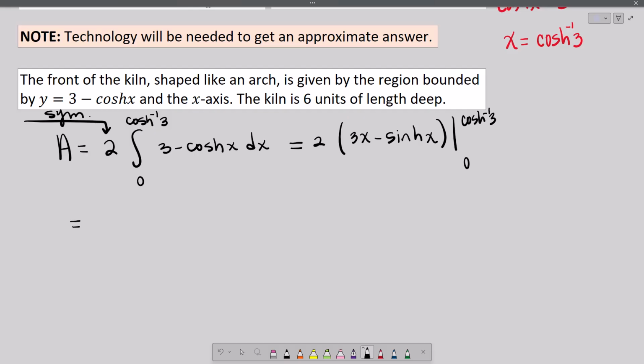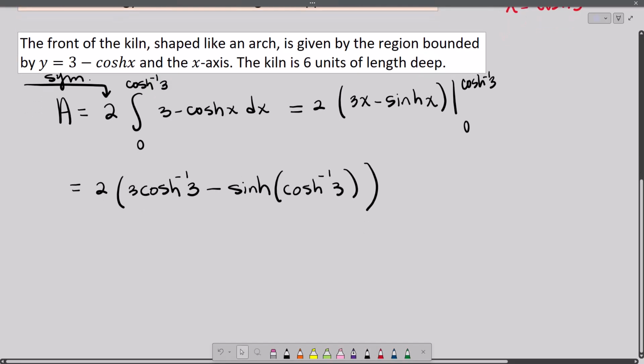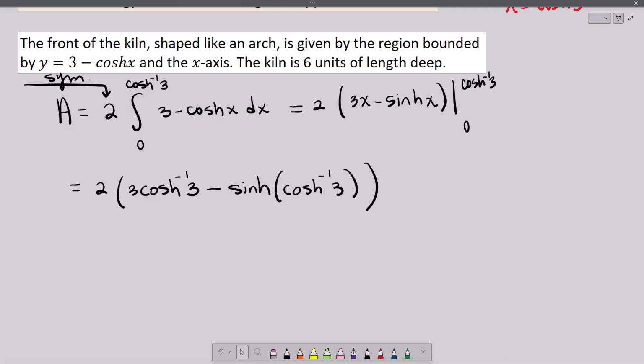So we're going to end up with 2 multiplied by 3 inverse cosh of 3 minus sinh of inverse cosh of 3. So that is our exact area. And if we type it into our calculator, we'll get an approximation.